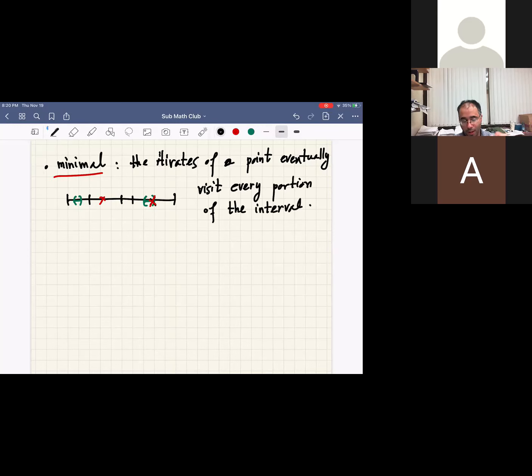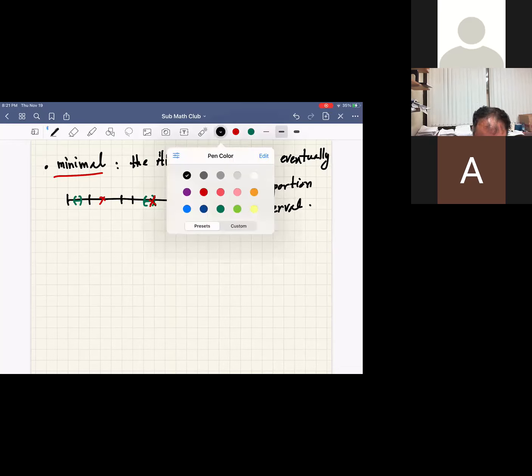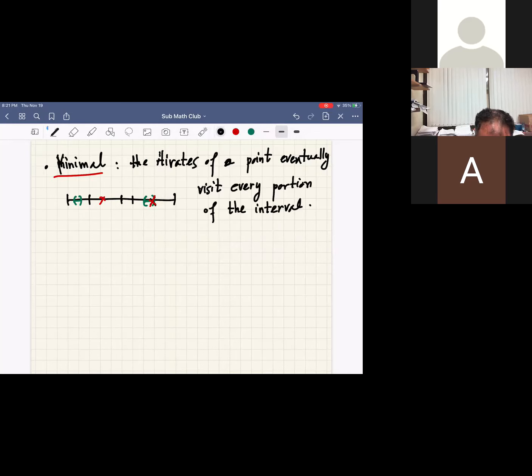That's what I mean when I say that this interval exchange map is minimal. So I hope everybody agrees that that's the natural thing to ask. It also measures how complicated it is. It means that when you pick any point and keep iterating, you are not going to miss any piece of the interval. You are going to hit every piece. So it somehow shuffles everything.